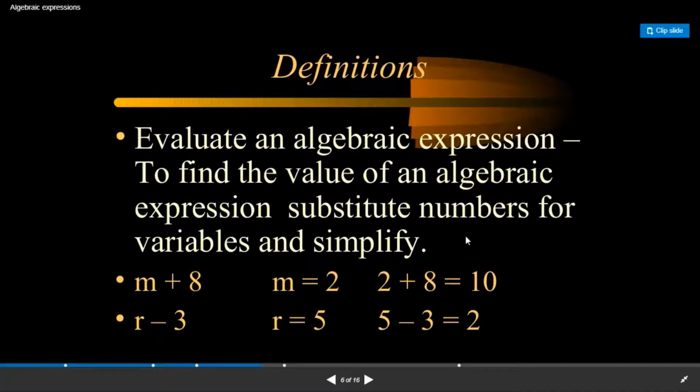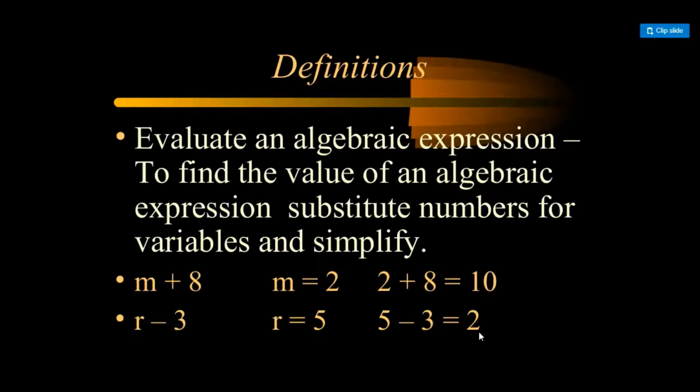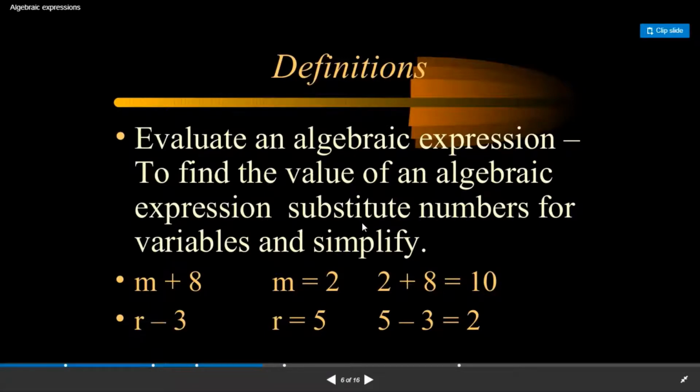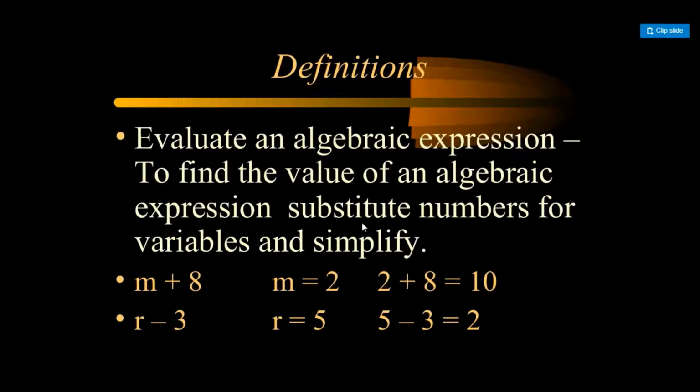Now evaluate the algebraic expression if r is equal to 5, and we have the algebraic expression r minus 3. So substitute the value of r, which is 5. So 5 minus 3, the answer is 2. That is what it means when we say evaluate. When we say evaluate, we need to substitute the numbers for its variables.